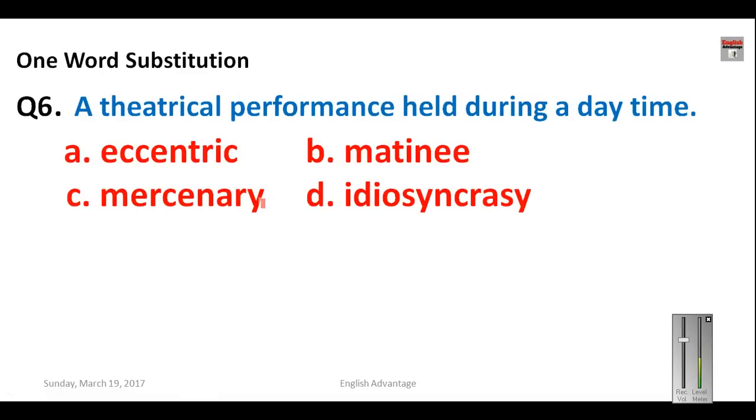Now let us see the next question. Theatrical performance held during a daytime. Your options are eccentric, mercenary, matinee, and idiosyncrasy. So eccentric means unusual, mercenary means related with money and anything that is done only for money, and idiosyncrasy is also a kind of behavior or a particular habit related with a particular person. So it's a kind of behavioral habit. So here your answer will be matinee. Okay, matinee is a show that is held during a daytime, matinee show.